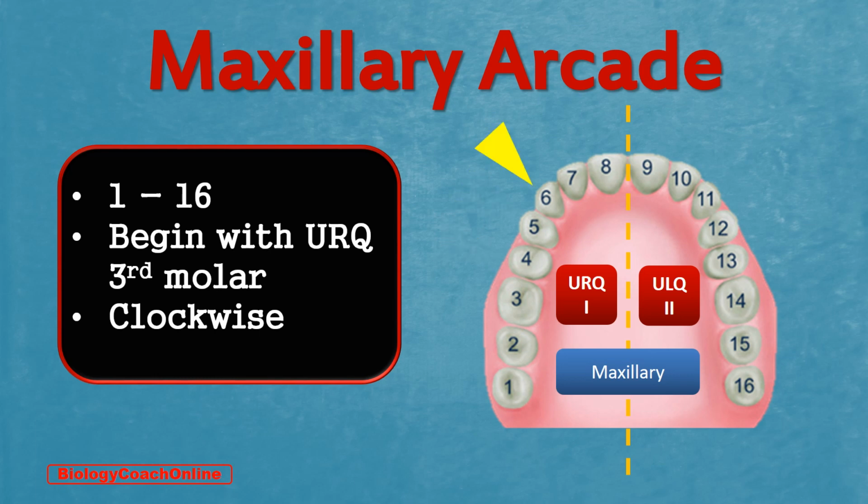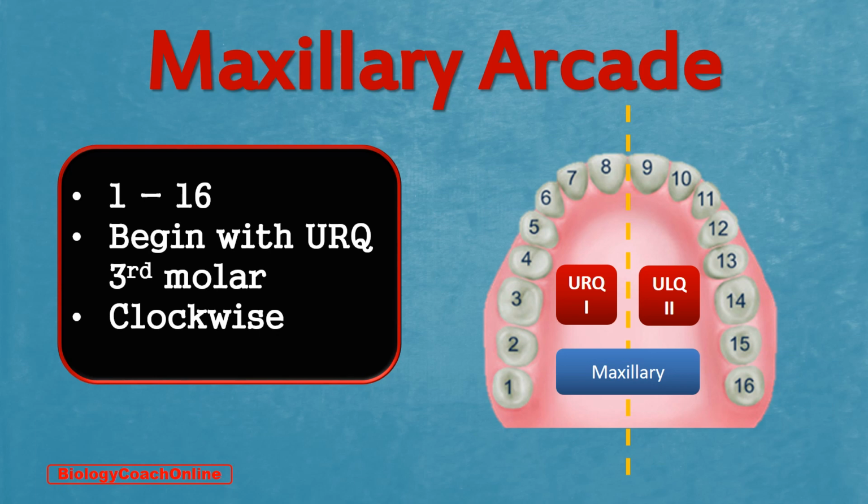Then we have 6, the upper right cuspid, or canine. 7 is the upper right lateral incisor. And number 8 is the upper right central incisor. Remember, that's at the center of the arch on the midline. Moving to the left side of the maxillary arch, we have central incisor number 9, lateral incisor number 10, number 11 is your cuspid, 12 is the first bicuspid, 13 second bicuspid, 14 first molar, 15 second molar, 16 third molar.